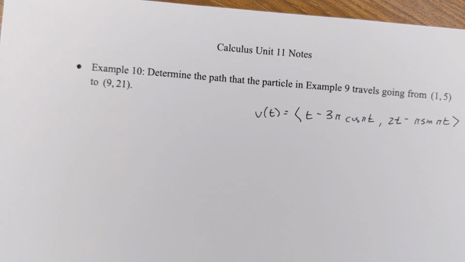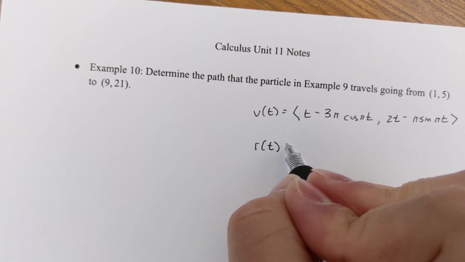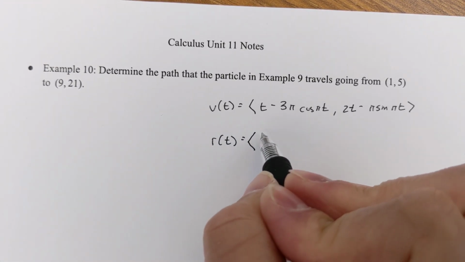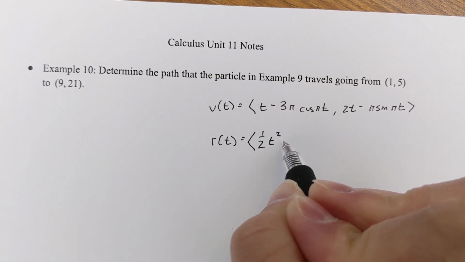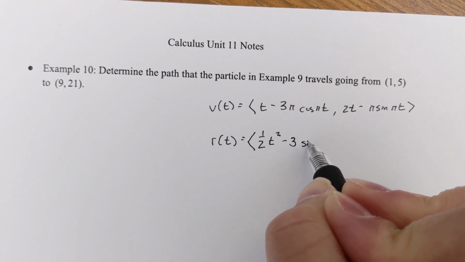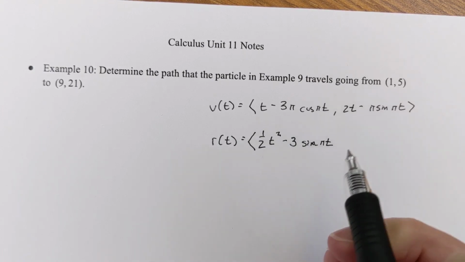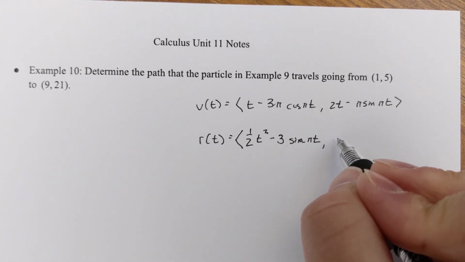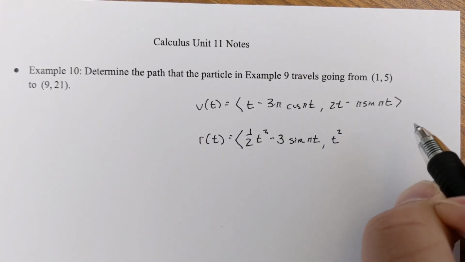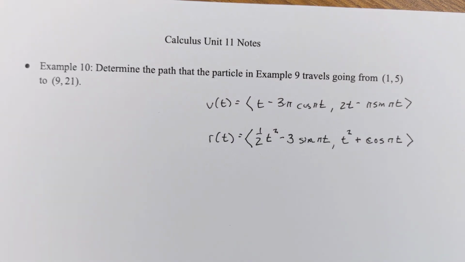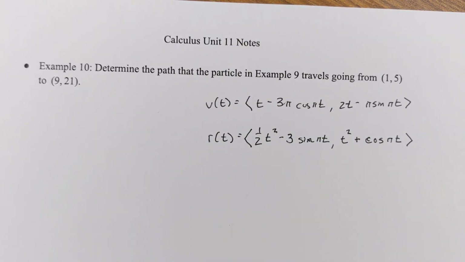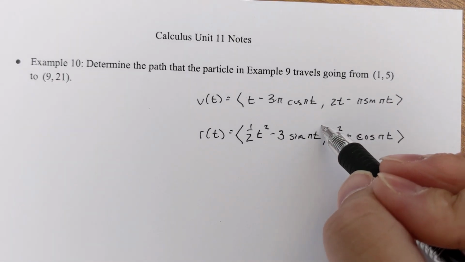So to find the position, essentially it wants the position vector, the r of t, which means we need to do the antiderivative. So this would be 1/2 t squared minus 3 sine pi t, so this pi essentially moves back in. This one would just be t squared plus cosine pi t. Oops. Plus c.